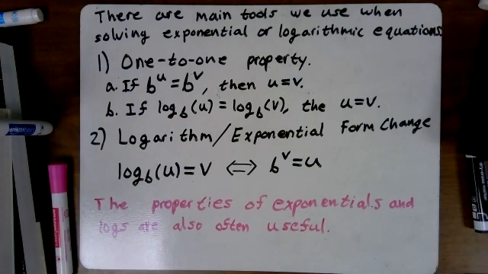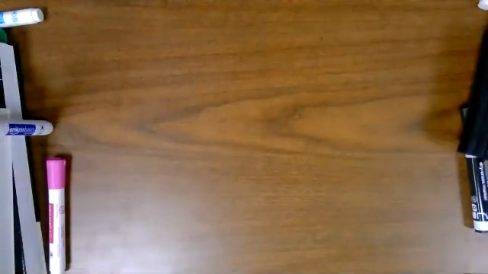Will anyone yell at me if I take this away? Okay, let's go ahead and try an example. We'll start by working with the one-to-one property, and we'll start by looking at some basic examples, and then we'll get a little bit more complicated.